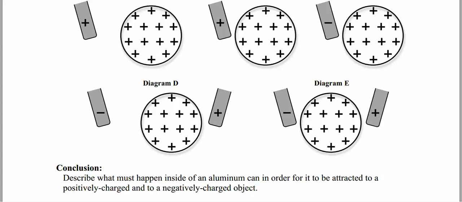Alright, let's take a look at that aluminum can polarization that you did a couple nights ago. So this is the paper, and on the bottom the conclusion says, describe what must happen inside of an aluminum can for the attraction to occur. And a lot of you didn't really address that part of it. So let's take a look at it.